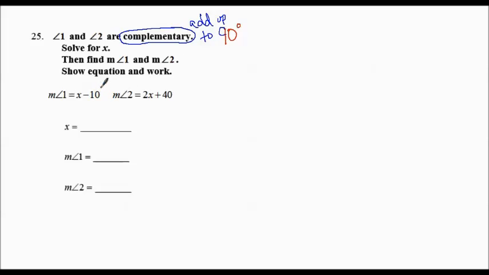So what that means is that angle 1 plus angle 2 should equal 90. And that's exactly the equation that you write. x minus 10 plus 2x plus 40 equals 90.